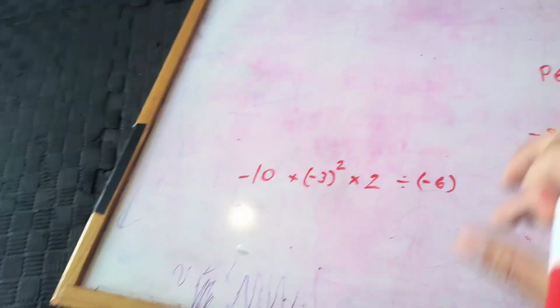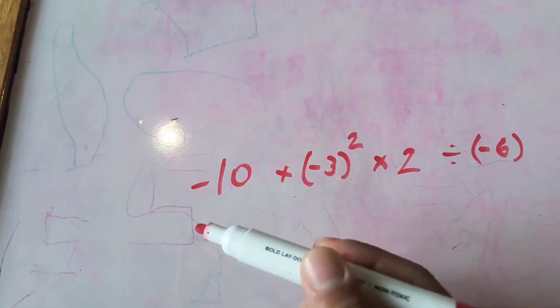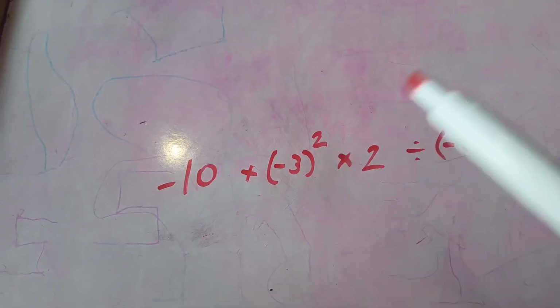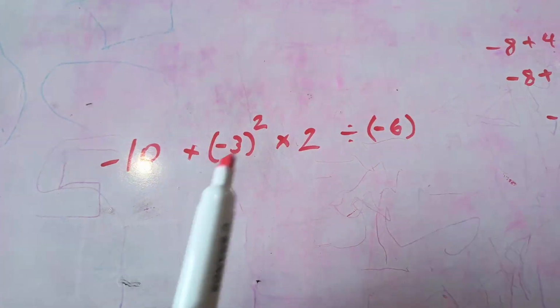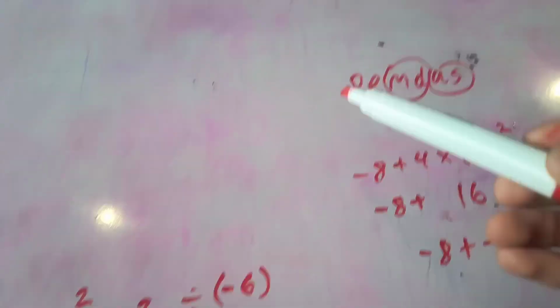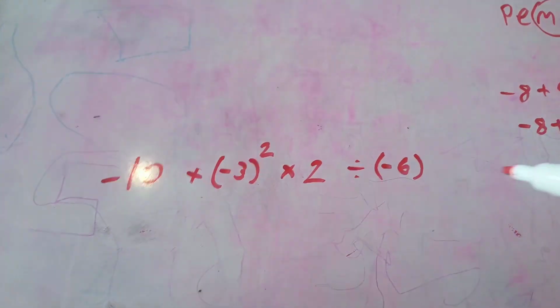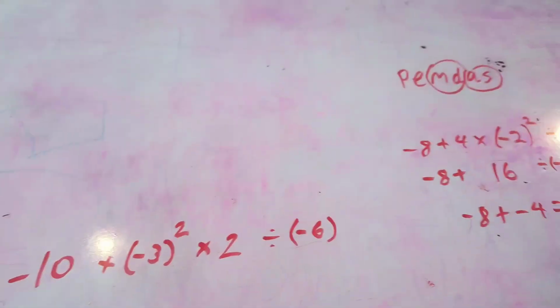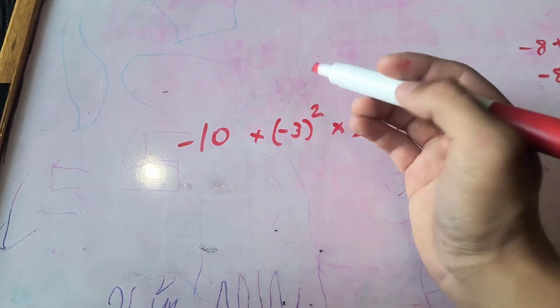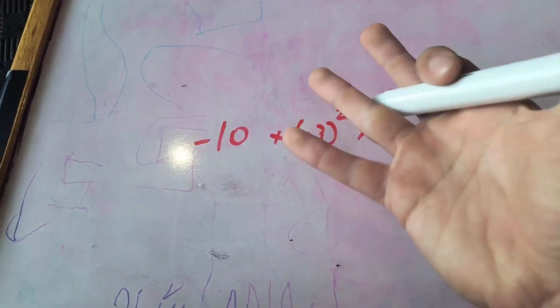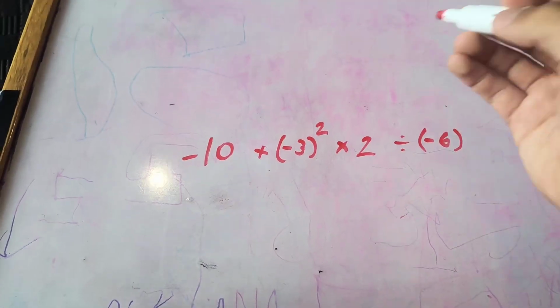Well, what about this one? What about negative 10 plus negative 3 to the power of 2 times 2 divided by negative 6? Well, we start with parentheses and exponents. We don't have any operations inside of any parentheses, so we go to exponents, which is negative 3 to the power of 2, which is 9. 3 times 3 is 9, and a negative number times a negative number is a positive number.